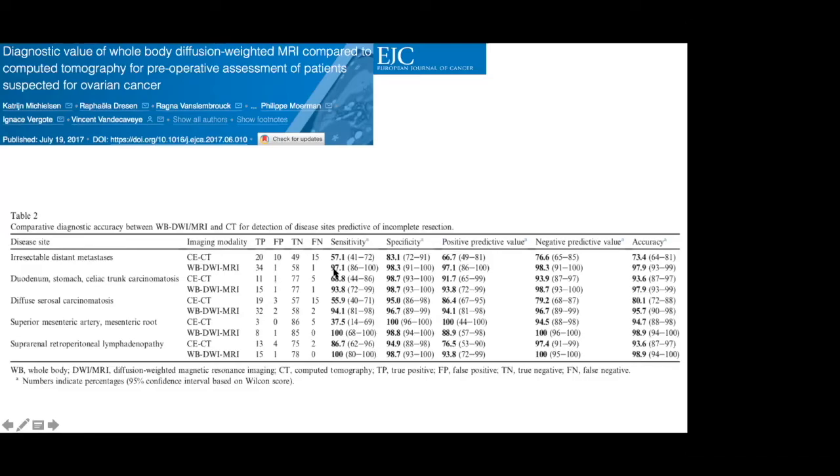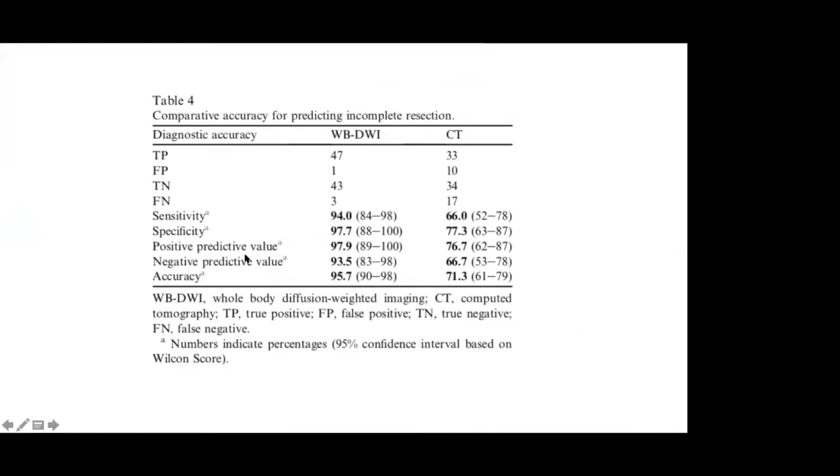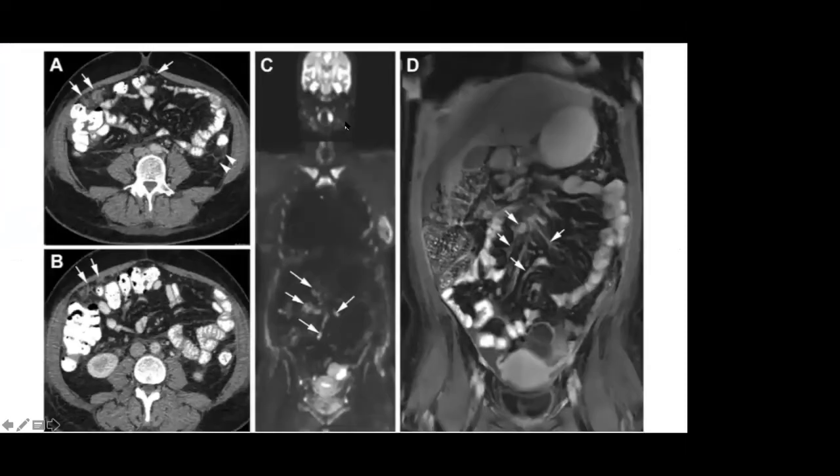So if you look at distant metastases, 79% versus 57%. If you look at diffuse carcinomatosis, 94 versus 56%. So it's clear that whole body MRI is actually better at detecting these. And indeed, sensitivity, but also specificity was higher for whole body MRI and was better in predicting an incomplete resection.